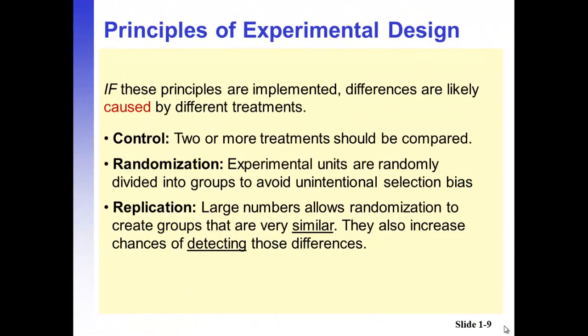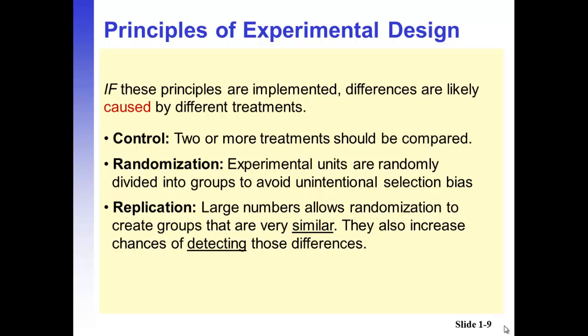Now, there are three keys to proper experimental design. They are, first of all, control. Two or more treatments should always be compared. We don't simply impose one set of conditions and observe what happens, but rather we have at least two groups with two different conditions, and it's the difference between them that we are looking for.